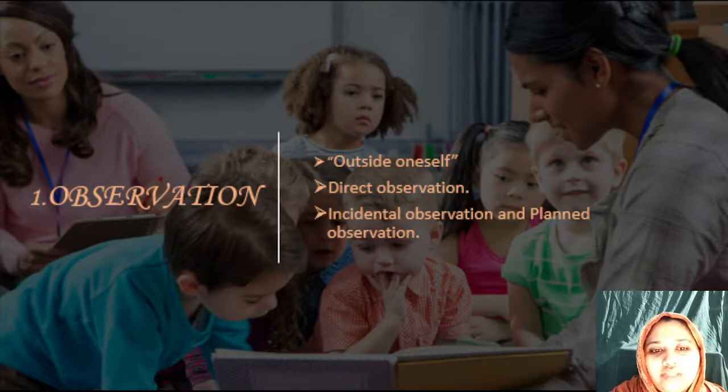Planned observation involves deliberate planning of an opportunity for the teacher to observe specific learning outcomes. This planned opportunity may occur in the context of regular classroom activities or may occur through setting assessment tasks such as practicing or performing activities.